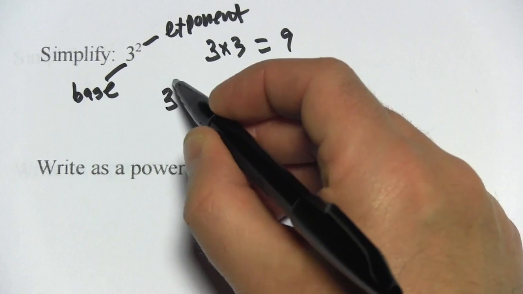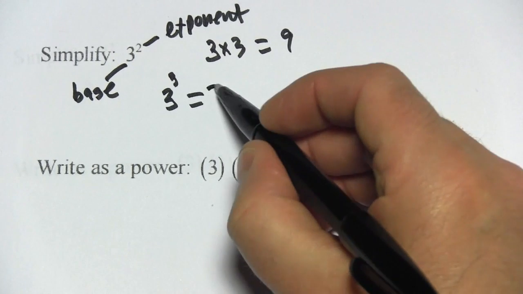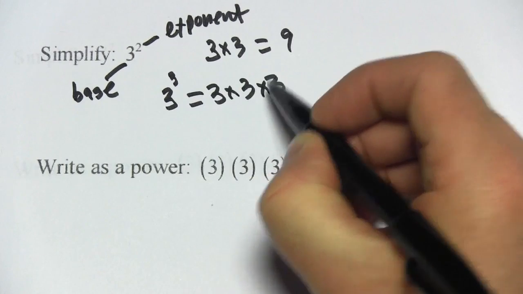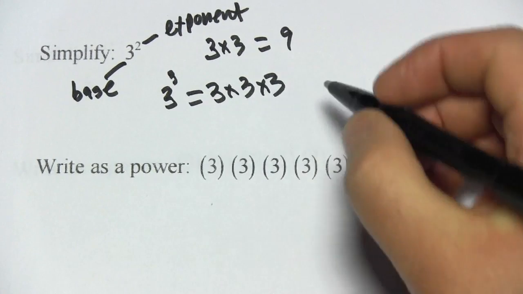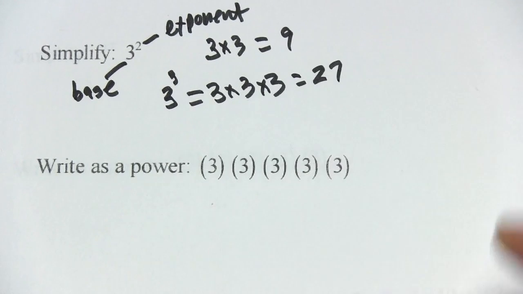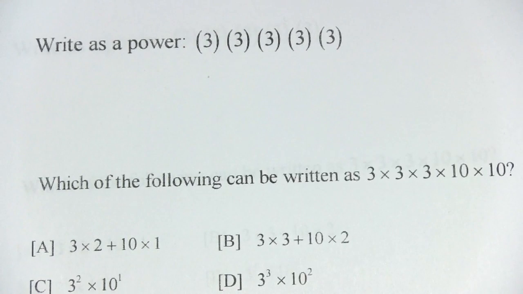So if you had 3 to the third power, sometimes we call that 3 cubed, it would just be 3 times 3 times 3. So the exponent telling you how many times to multiply 3 by itself, and that would be 27. So that's the basic idea. Let's look at a few more problems.